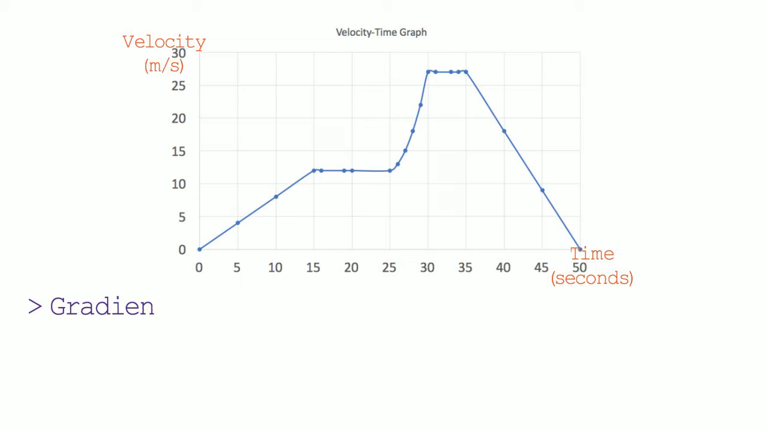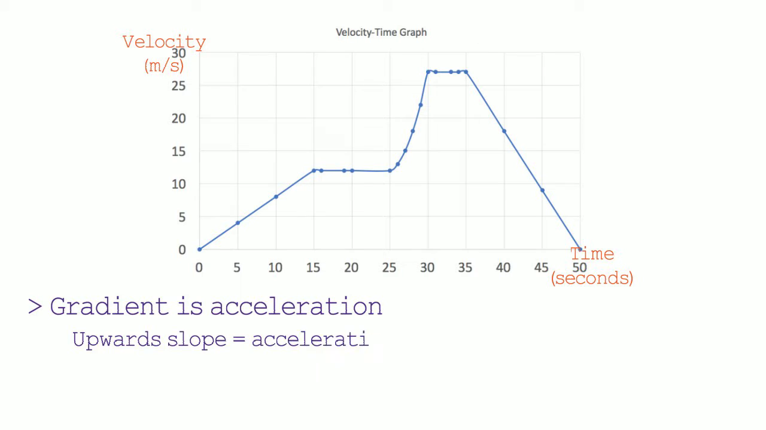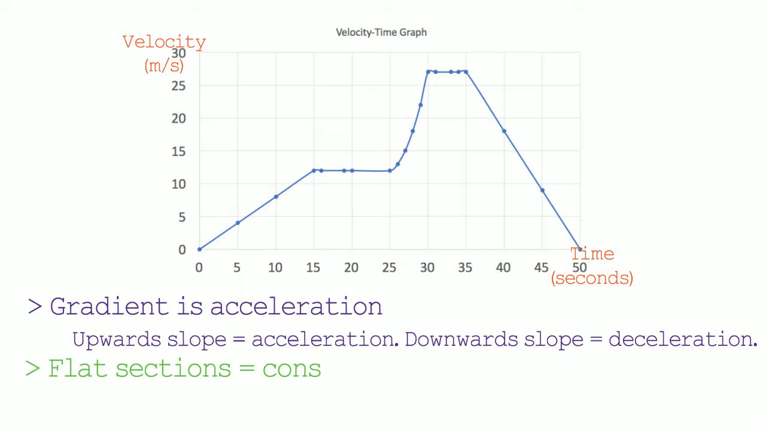The gradient of a velocity time graph is acceleration. Upward sloping parts of the line are acceleration and downward sloping parts of the line are deceleration. Flat sections of the graph represent an object continuing at the same speed.